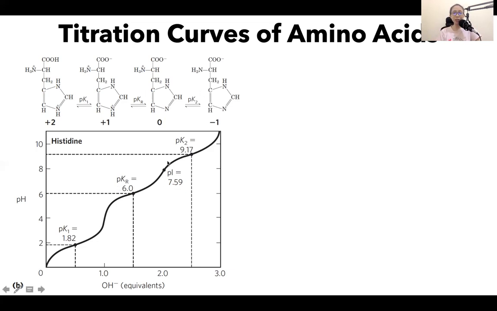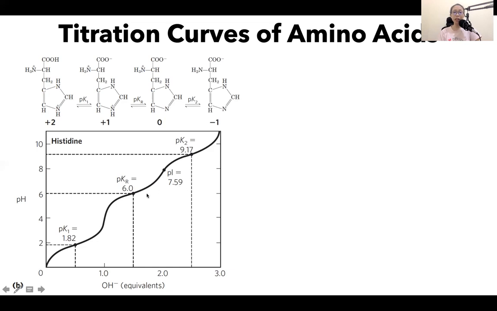Lastly, we can determine also the PI, or the isoelectric point of histidine. So again, this is our Zwitter ion. So the two pK values flanking this Zwitter ion are the pK for the side chain, which is 6, and the pK for the amine group, which is 9.17. So get the average of these two values, that is the isoelectric point of histidine, equal to 7.59.